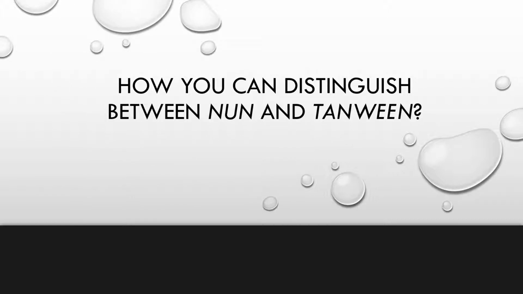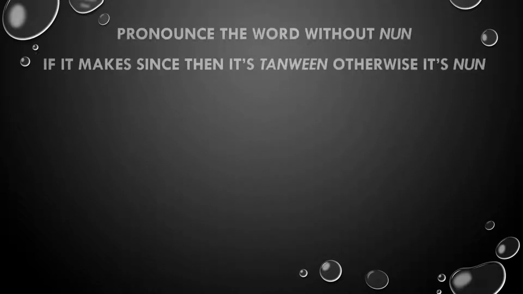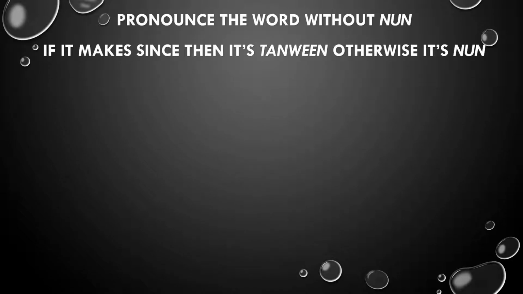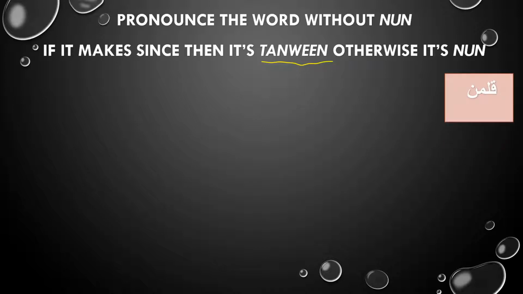How can you distinguish between noon and tanween? When you know, okay, here I have to write noon or I have to write tanween. The easiest way is to pronounce the word without noon. If the word makes sense, if it has a meaning, then it's tanween. Otherwise, it's noon. Let me show you some examples. قلم, pen or pencil. If you take off noon, it turns to قلم, pen. Does that make sense? Yes, it's pen or pencil.